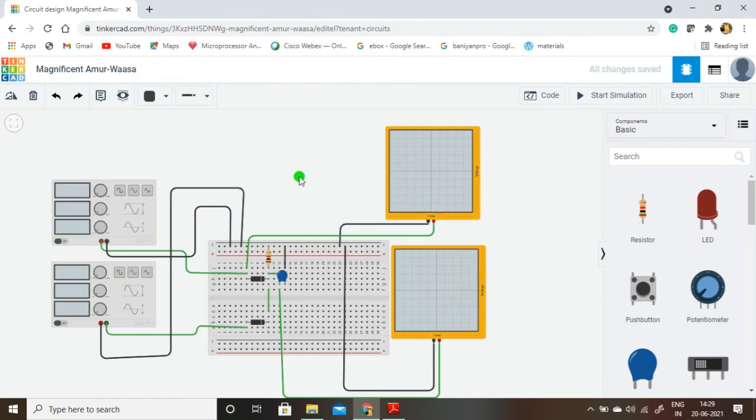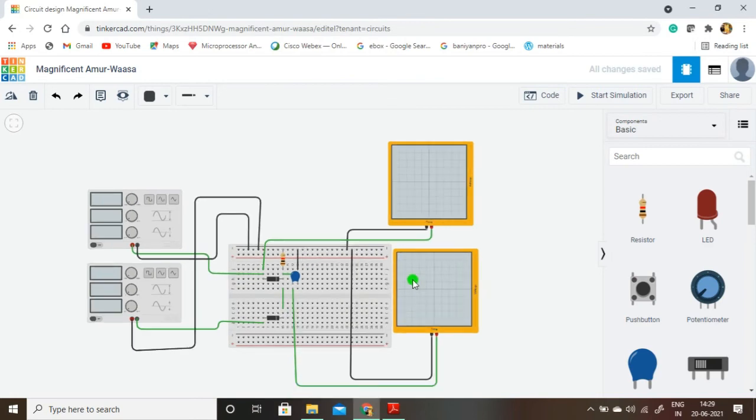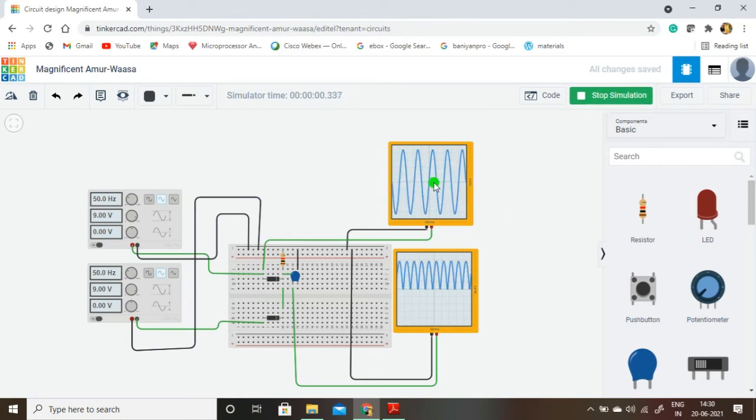Now we are going to take the output across the capacitor. This oscilloscope is used to measure the pulsating DC signal. This output can be taken across the capacitor. Now I am going to simulate. After simulation, this is the input signal.